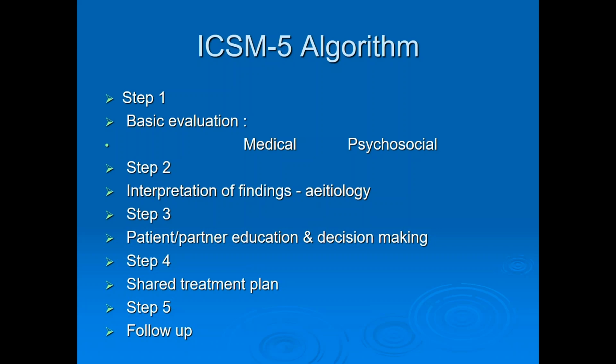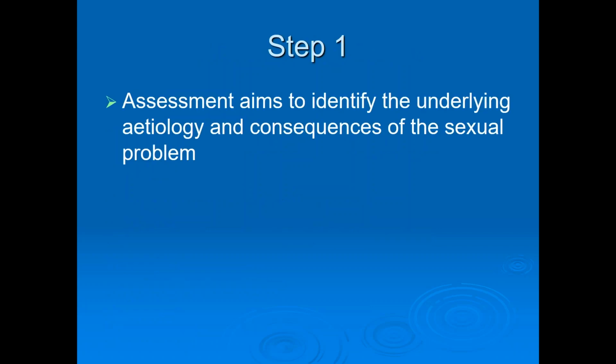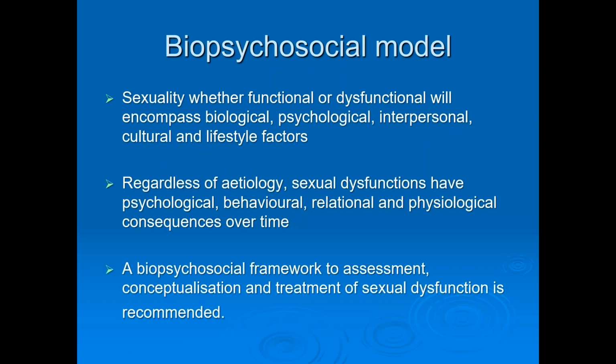And then step 3 is thinking about patient and partner education and decision making. What would be the most helpful way forward for this person at this time, and together developing a shared treatment plan. They also emphasize the importance of follow-up, both in terms of things like medication review and adjusting dosages, but also in a psychological way, as you go through a therapeutic process, what other things might be coming up, or how you might need to change the intervention, so that we're constantly evaluating the outcome that we have set in step 4. So assessment aims to identify the underlying etiology and the consequences of the problem. Regardless of etiology, sexual dysfunctions have psychological, behavioural, relational, and physiological consequences over time.